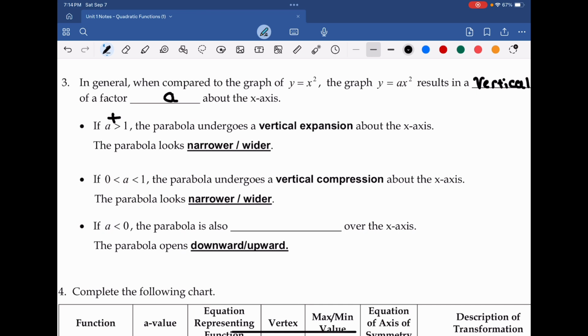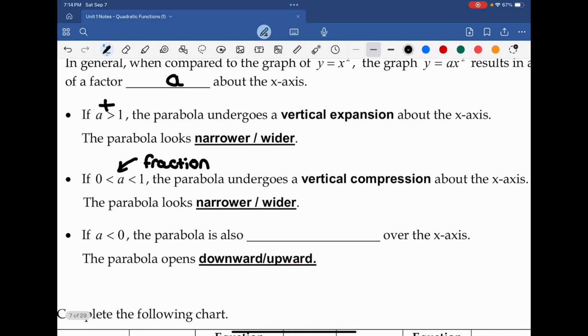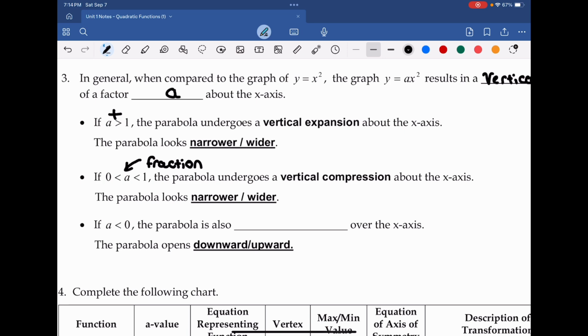All the values get multiplied by some sort of value that's like, let's say 2 or 3. They all increase in this way that will make the graph turn narrower, which we saw in our example when it went from the original black graph to the red graph or the black graph to the blue graph. If the value is between 0 and 1, meaning it's some sort of fraction, this means the parabola will undergo a vertical compression about the x-axis, and the parabola looks wider.